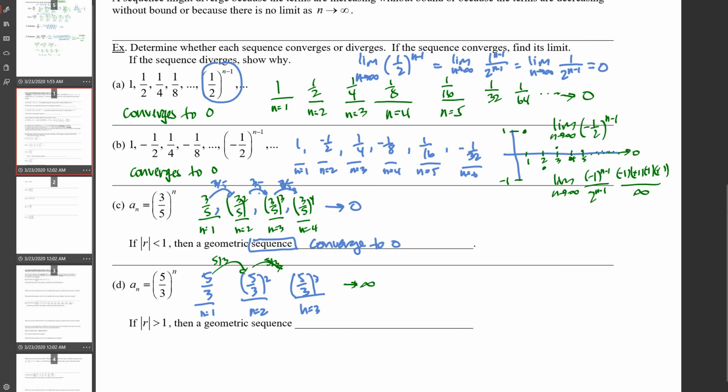So for a geometric sequence, all right, if your ratio is bigger than 1, what's going to happen is your number's going to get larger and larger and larger. And this sequence, what we call the sequence, will diverge. Okay, we didn't say the series diverges. The sequence, okay, is actually going to diverge.